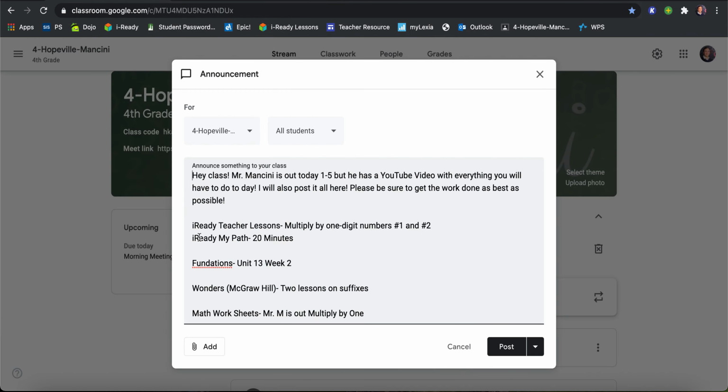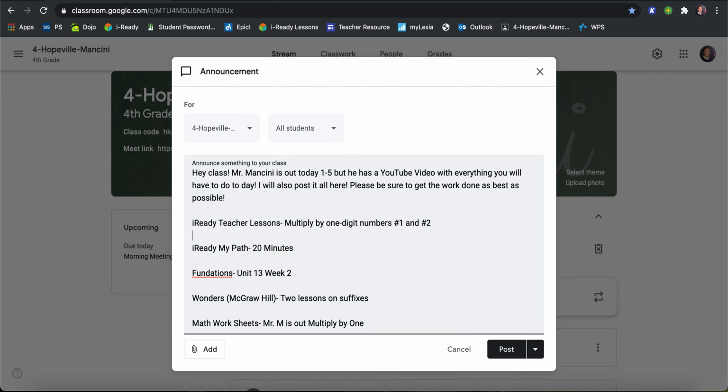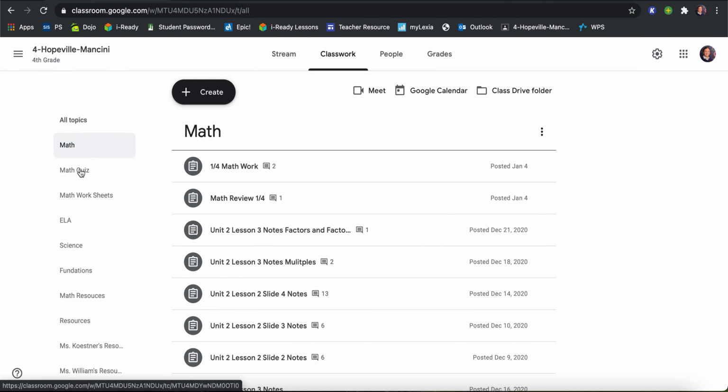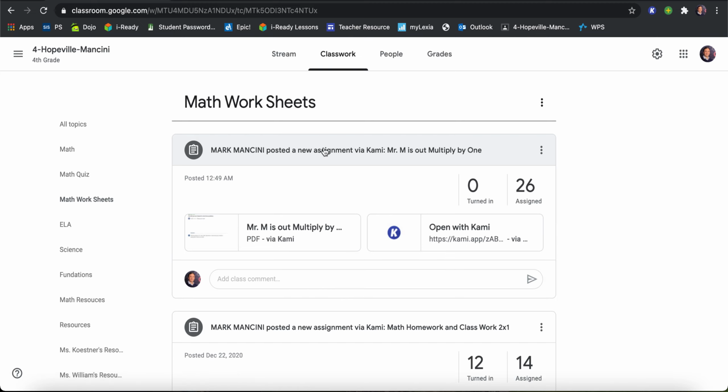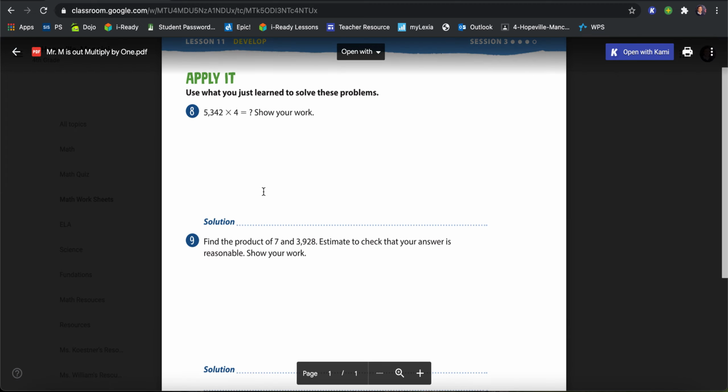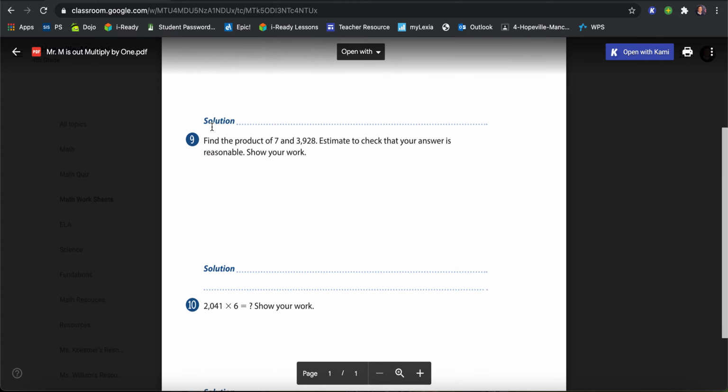Here, I also put out an iReady My Path for you to do as you do 20 minutes every day. And there's also here math worksheets. Mr. M is out multiplying by 1. This worksheet is located here in math worksheets. And it is right here. You're going to click on it. Here, you are only going to do 8, 9, and 10.